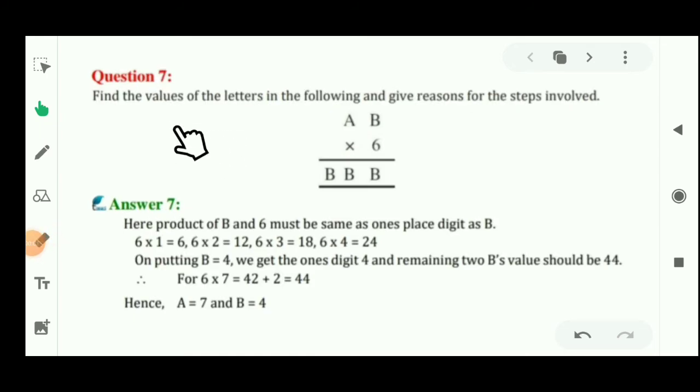Now student, let's see question number 7. Find the values of the letters in the following question and give reason for the steps involved. Student, here is the value of A, then B, then in the answers all B's are there. That means B's value will be the same in each and every step.